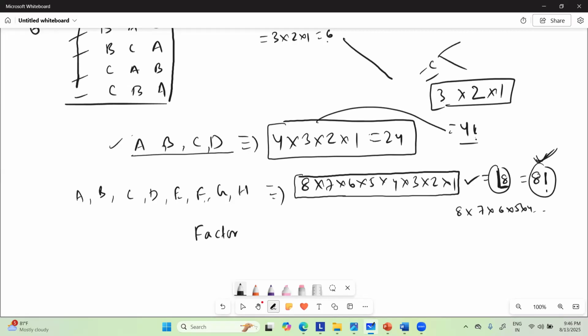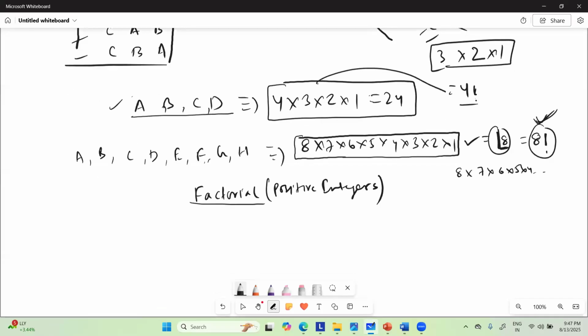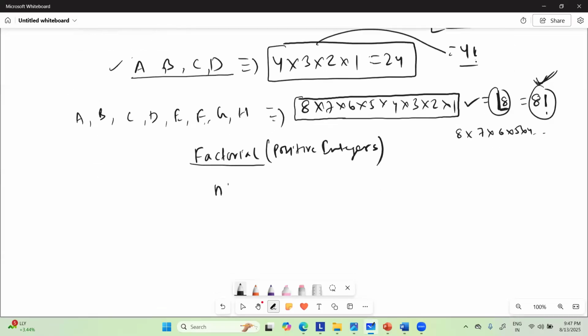Factorial is especially for positive integers. If n factorial is defined, that means n into n minus 1 into n minus 2 and so on. And finally, at last, you'll be left with 3 into 2 into 1.